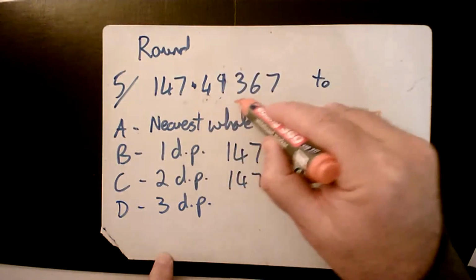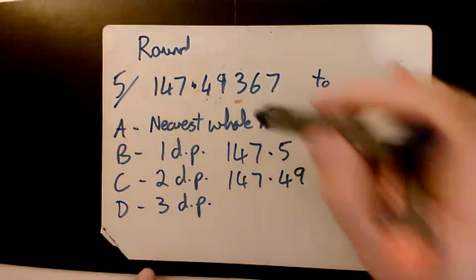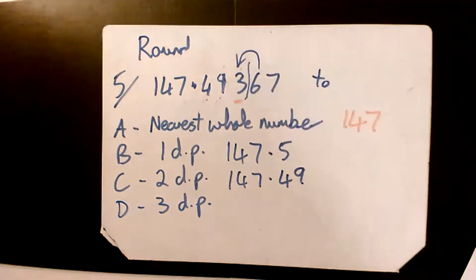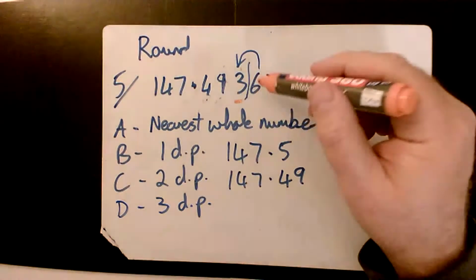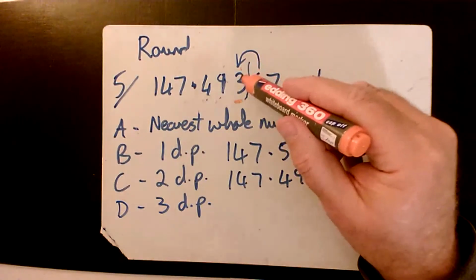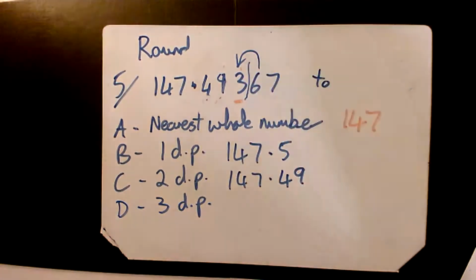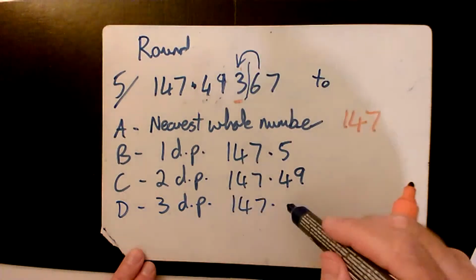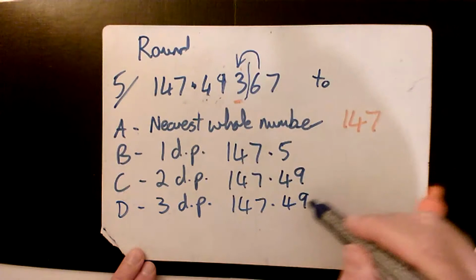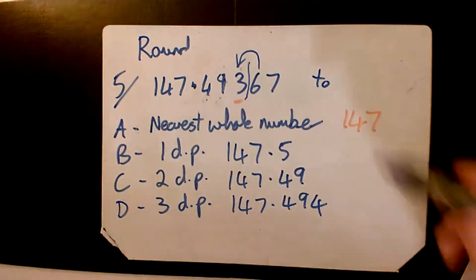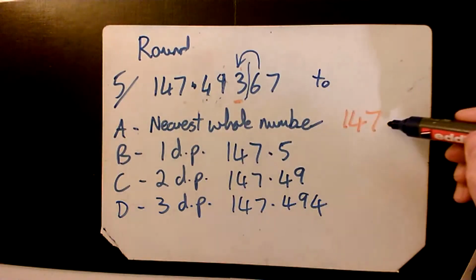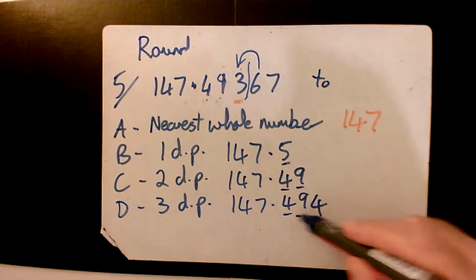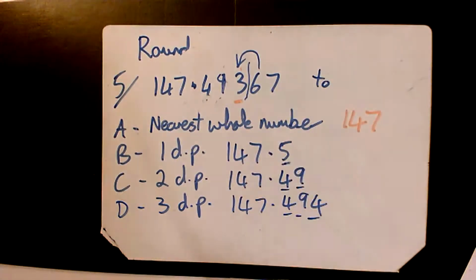Let's then look at 3 decimal places, so the same rules apply. 1, 2, 3. I'll mark my 3rd number after the decimal point. I'll put my line in. Is the 6 going to affect the 3? Well, it's 5 or above, so yes, it is. So this 3 becomes a 4. So I've got 147.494. So you can see each time, in the nearest whole number, there's no numbers after the decimal point. Otherwise I have to give them 1, 2, 3, and I'm just doing my rounding.